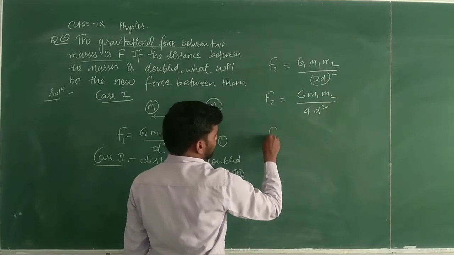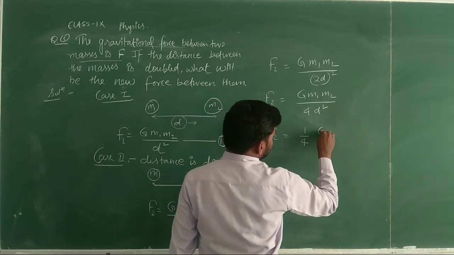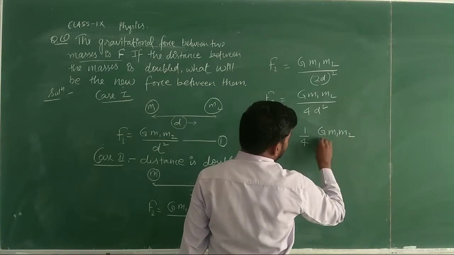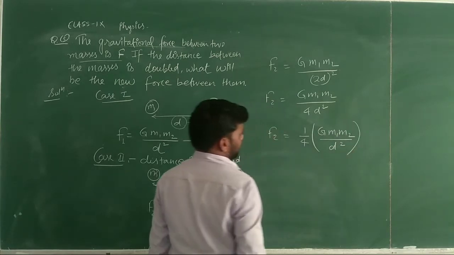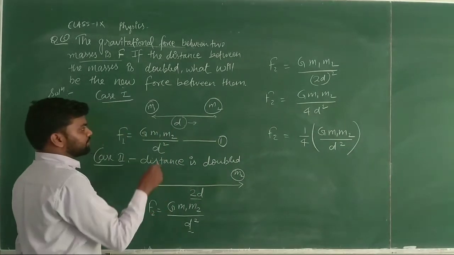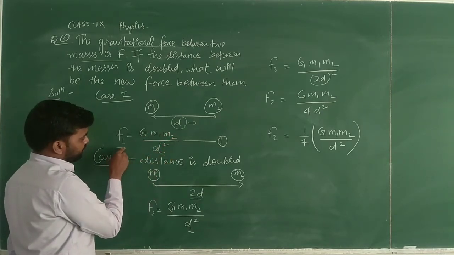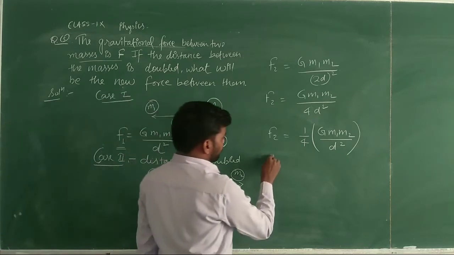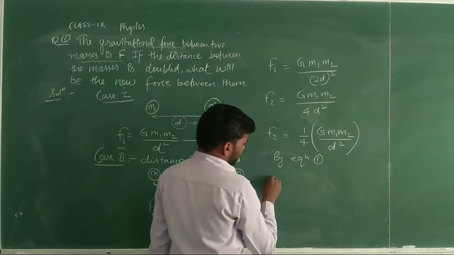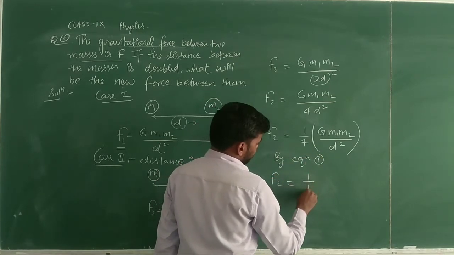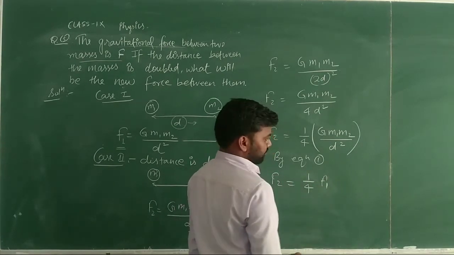Now focus on this part. F2 will be equal to, we can write it as 1 upon 4 times G m1 m2 upon d square, closed in brackets. Now from equation 1 we can see that the value of G m1 m2 upon d square is equal to force F1. So we can put here, by equation 1, force F2 will be equal to 1 upon 4 of the force F1.